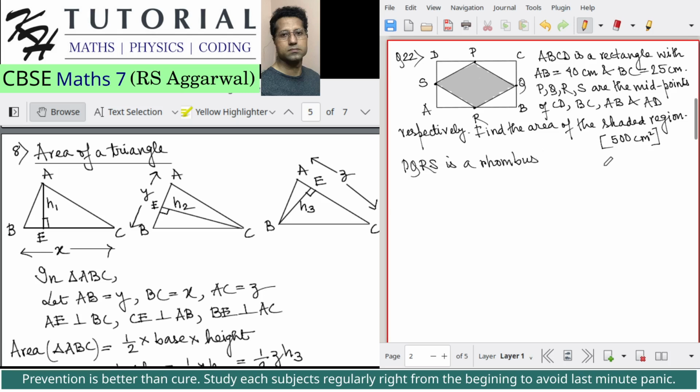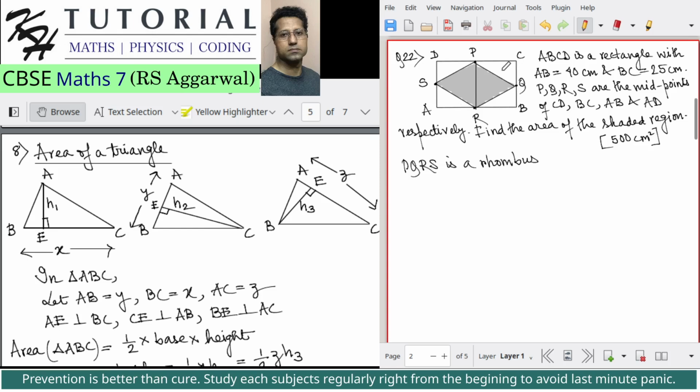Now also, I can use the formula of a rhombus. I can also use the formula of area of a triangle, because the shaded region, if I join PR, PR will be equal to BC, will be equal to DA. How will I know that?